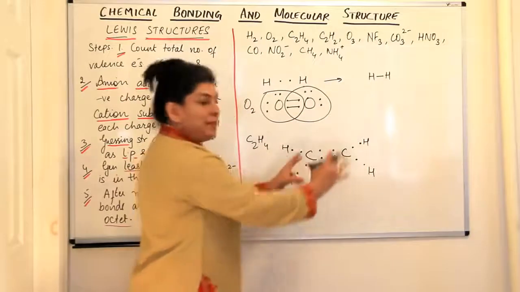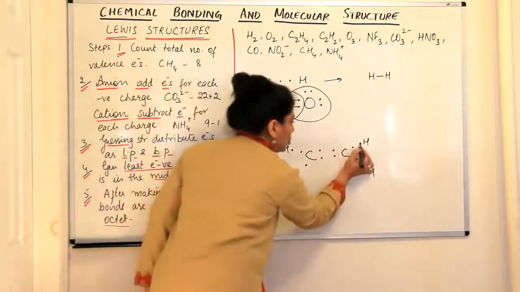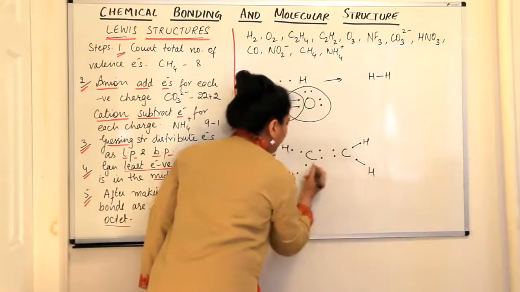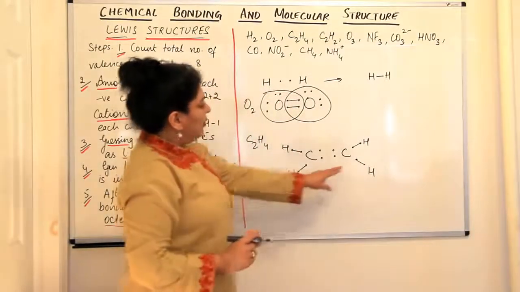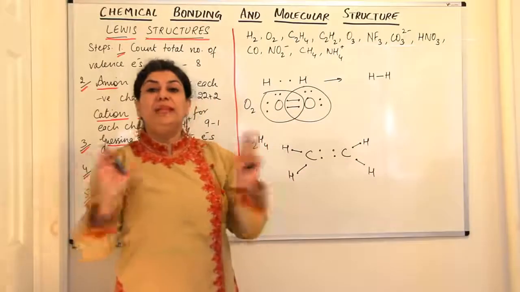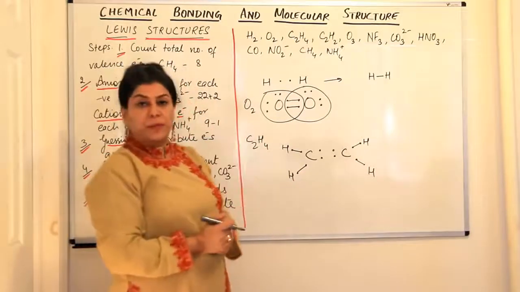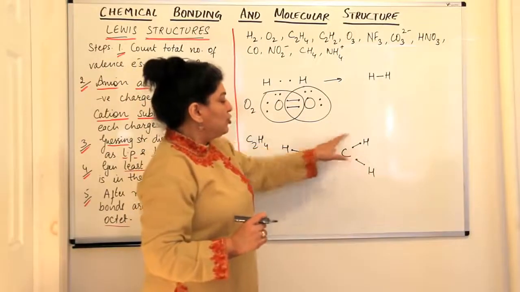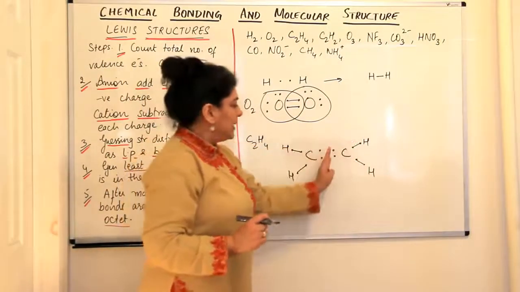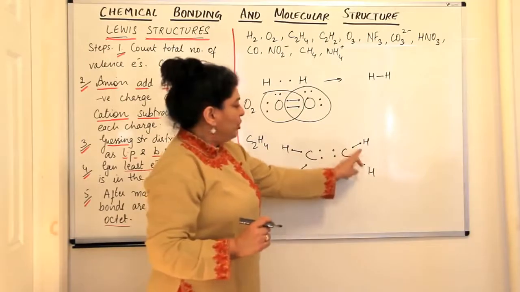So I have positioned them in such a way that every hydrogen forms 1 bond with every carbon, with both the carbons, 1 bond here, 1 bond here. So all the 4 hydrogens have their duplet completed. We are now left with carbon. Carbon should form 4 bonds. 2 it has formed with these 2 hydrogens. Let us take this carbon. It has formed 2 bonds with the 2 hydrogens.